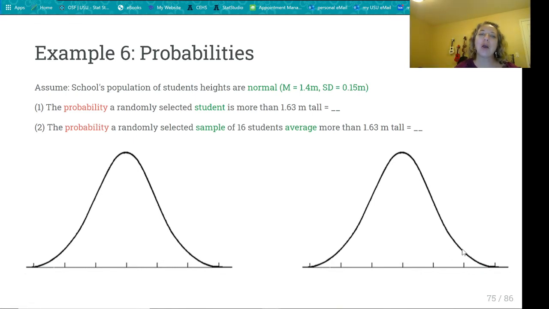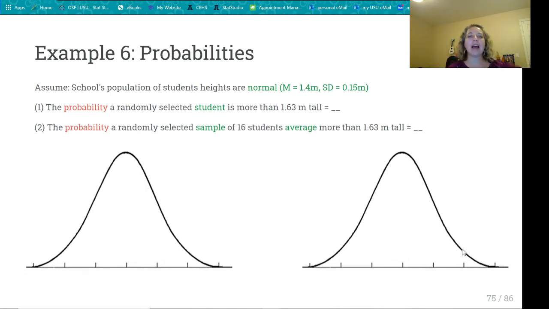For number one, what's the probability a randomly selected student, that would be a single student, has a height of more than 1.6 meters tall? Now, number 2 is almost the exact same question, but look at how subtle the wording is different. What's the probability a randomly selected sample of 16 students has an average more than 1.63 meters tall?